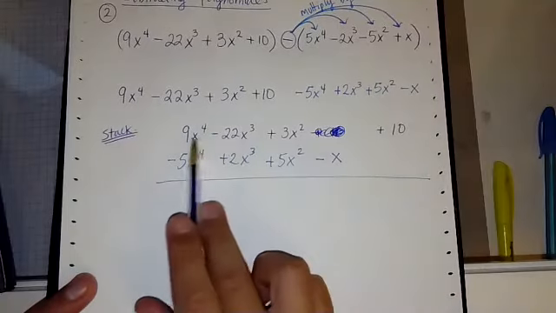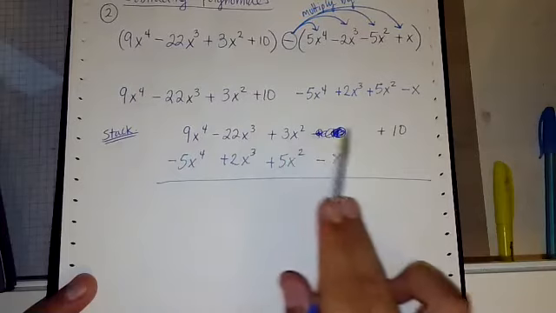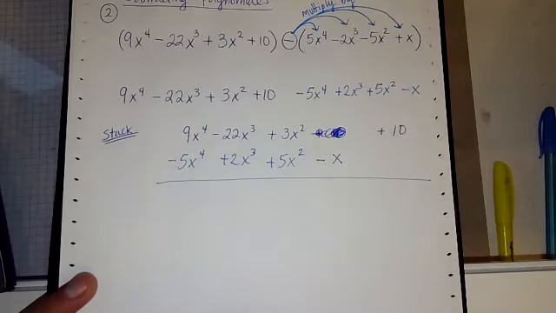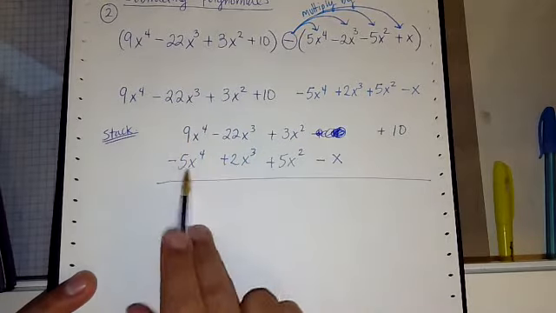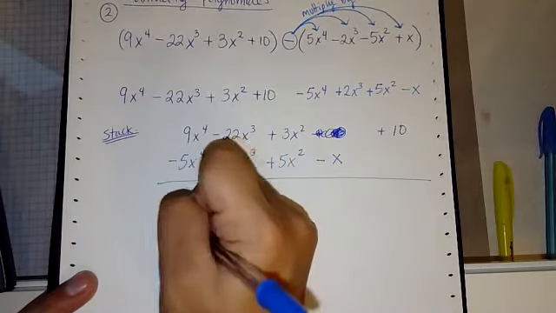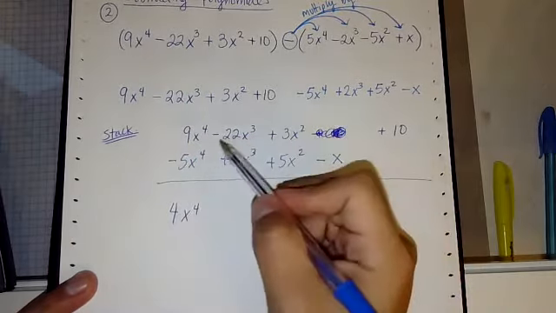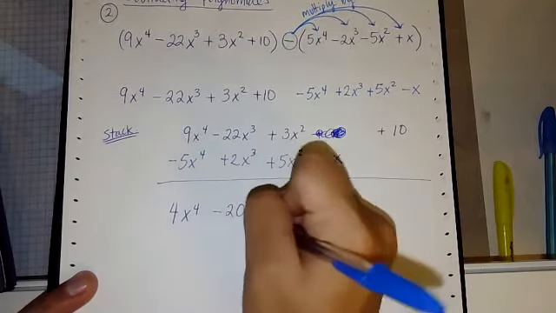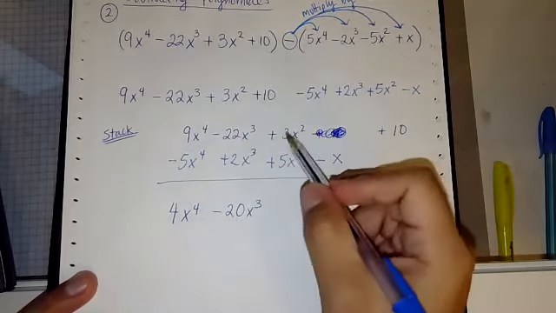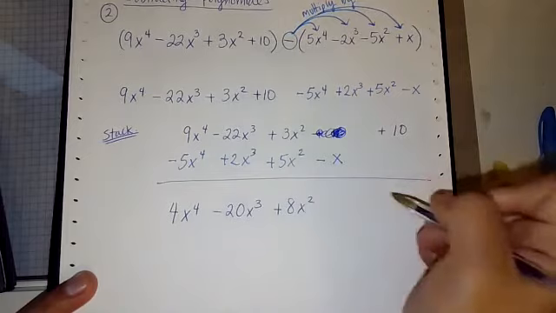So in some sense, these terms with their different degrees are like place values, and you want to line your place values up. But in any case, we're just going to go ahead and combine these like terms. So 9 minus 5 is going to be 4x to the fourth. -22 plus 2 will be -20x to the third. 3 plus 5 should be positive 8x squared.